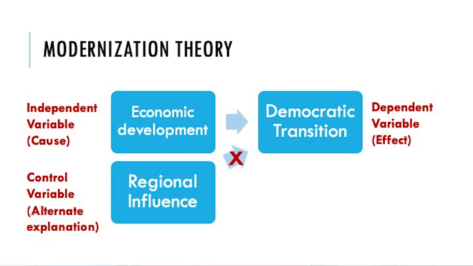Another way we think about variables is in establishing causality. For example, there are many different reasons why a country might become more democratic. Modernization theory holds that economic development is the cause of transitions to democracy. But in order to show that that is true, you have to rule out all other explanations of democratic transitions. Here I have highlighted one alternate explanation: regional influence for or against democracy, which we call a control variable in this context. Showing that development causes democracy means showing that other explanations, these controls, do not.